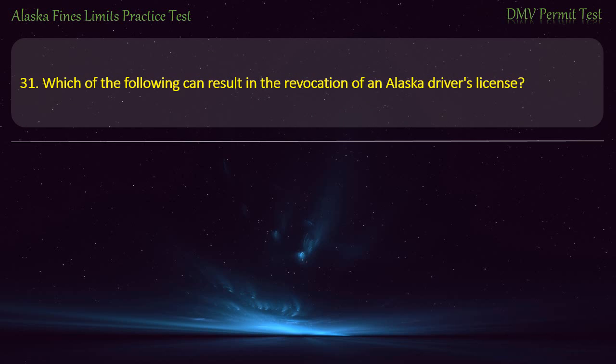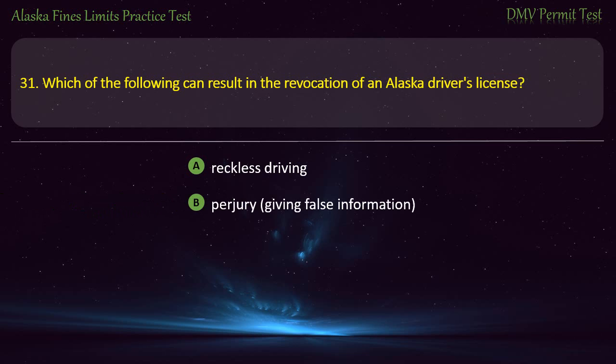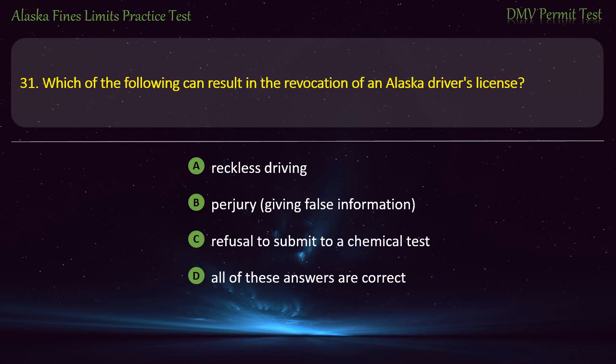Question 31. Which of the following can result in the revocation of an Alaska driver's license? Reckless driving. Perjury, giving false information. Refusal to submit to a chemical test. All of these answers are correct. Answer: All of these answers are correct.